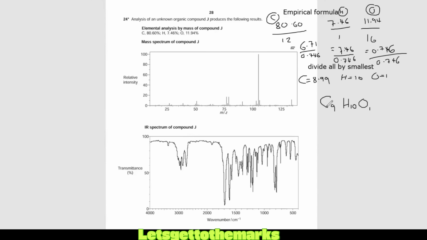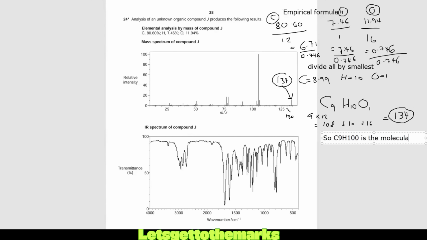Now, time to find out if the molecular formula is the same as the empirical. What you can do is add up the empirical formula. 9 times 12 is 108, plus 10 for the hydrogen, that's 118, plus 16 with the oxygen is 134. And if we check the m/z ratio, the final substantial peak here is at 134. So that gives us the Mr of the largest fragment, the M plus ion. So yes, we now know that the molecular formula is also 134.